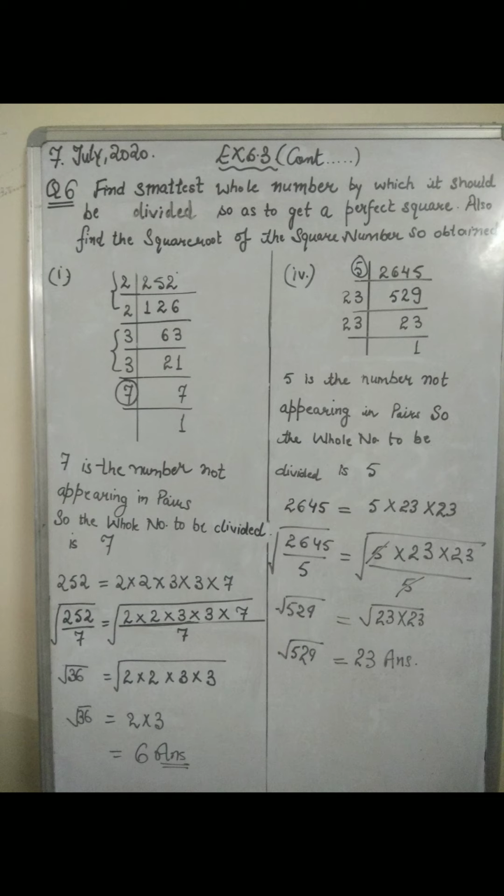Question number 6. Find the smallest whole number by which it should be divided so as to get a perfect square. Also find the square root of the square number so obtained. In question number 5, we had found the number to be multiplied. Now we are going to find out the number to be divided.